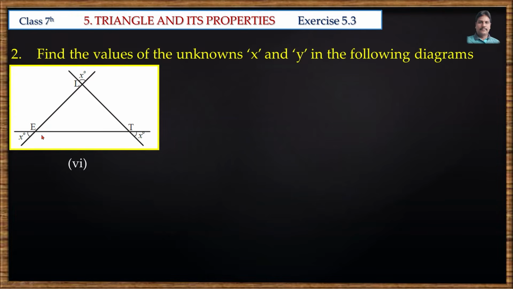Next bit, here triangle LET is given. At vertex L, the internal angle is not given, but its opposite angle is x degrees, and at vertex E also the opposite angle is x degrees, and at vertex T also the opposite angle is x degrees.